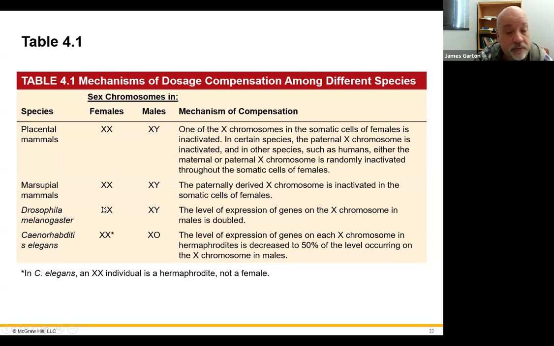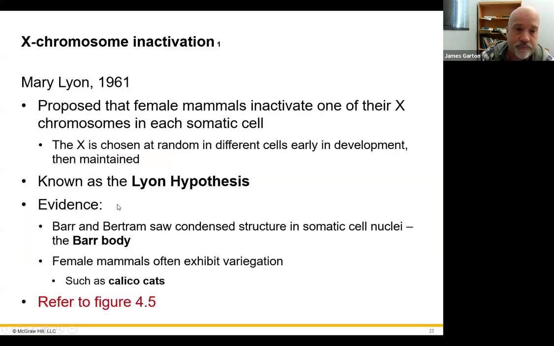In fruit flies, you simply double the expression of the genes on the X chromosome in males. And in roundworms, you cut down the expression of the genes on one of the X chromosomes. And anyway, X chromosome inactivation was proposed in 1961, and it was done through cytogenetic studies of karyotypes of mammals.